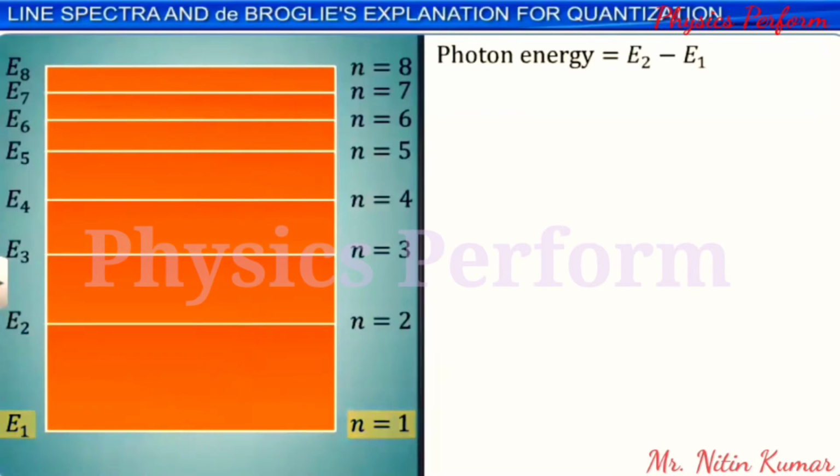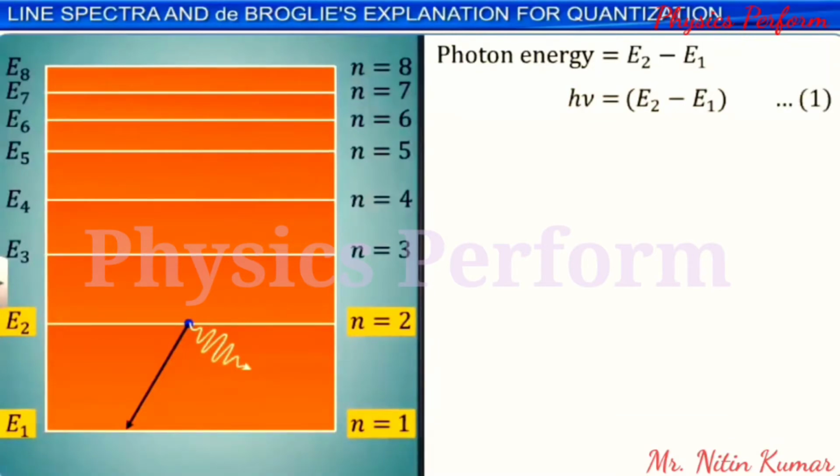Similarly, when an atom jumps from a higher energy level, E2, to a lower energy level with energy E1, a photon is released with the frequency nu, such that h nu is equal to E2 minus E1. Let this be equation 1.